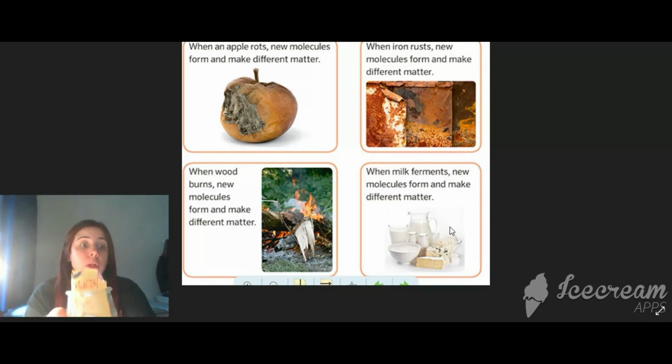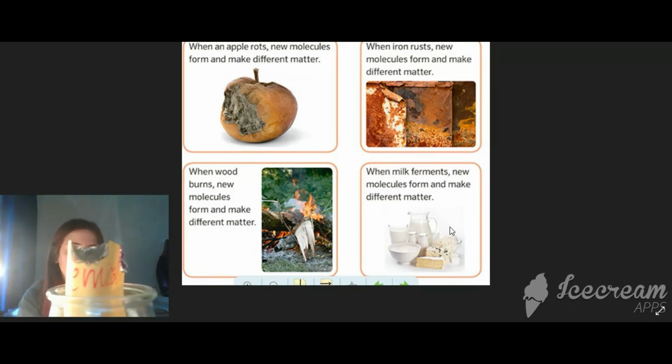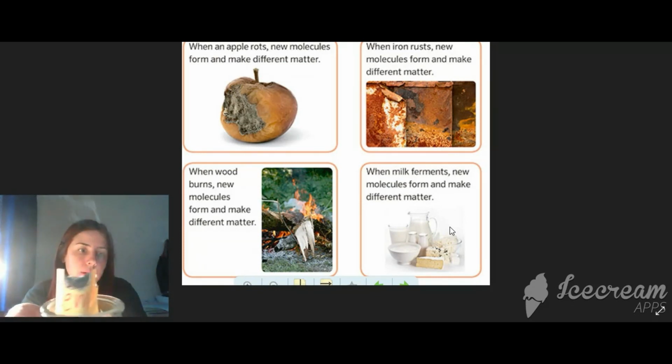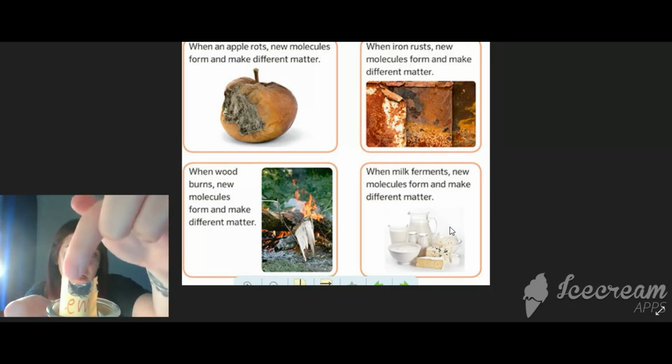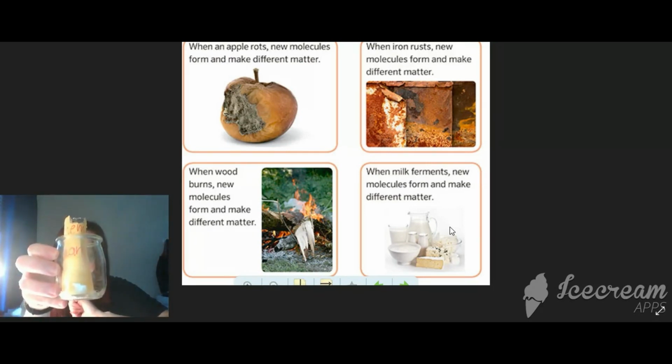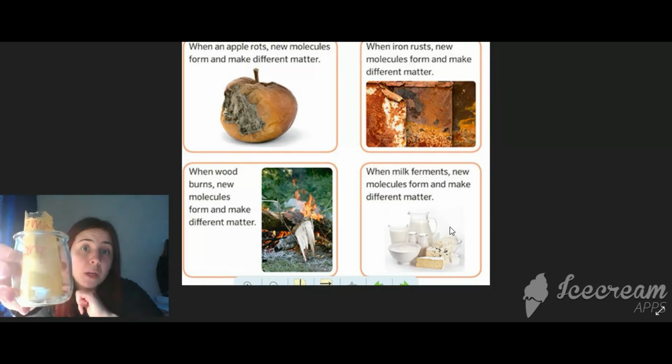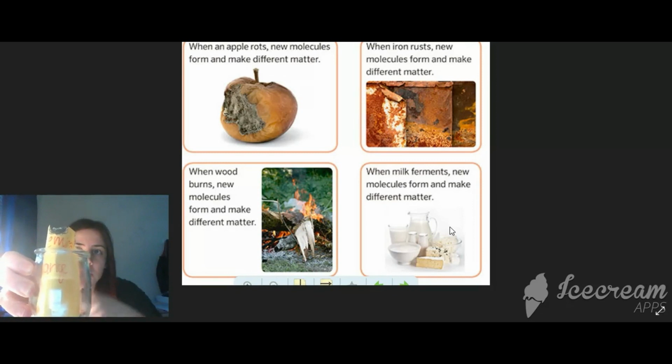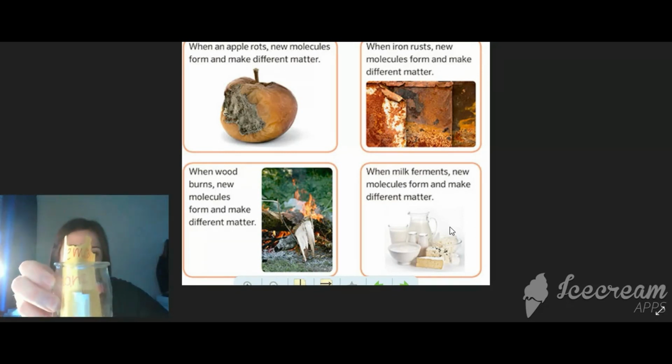Okay, so look, it's not paper anymore. It's different. There are new molecules. These are ashes. Okay, so it's a chemical change because the molecules have changed. There are new molecules. No paper anymore. Okay?